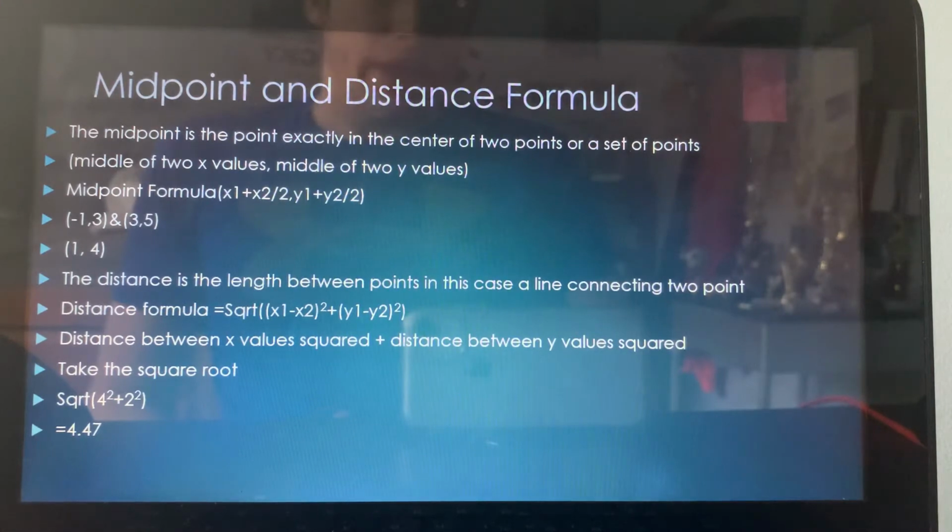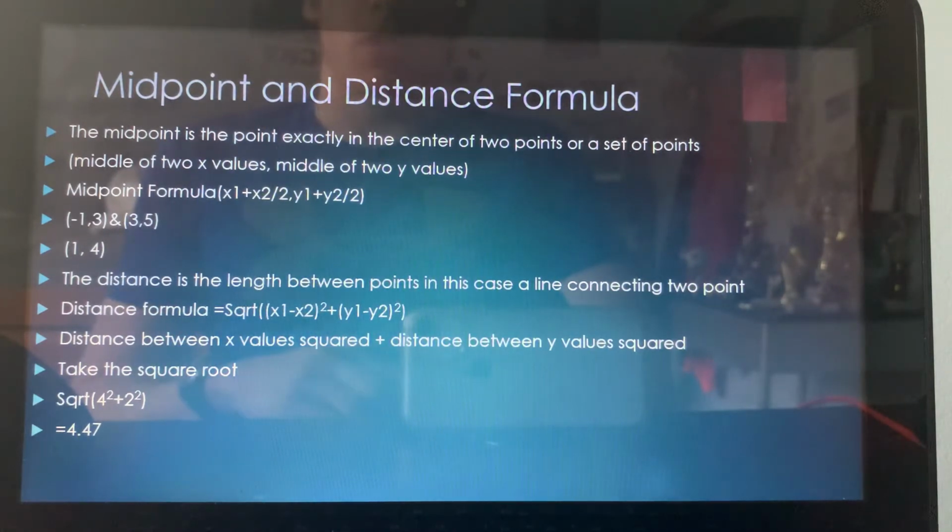The distance is the length between points, or in this case, it'll be the distance of a radius, a diameter, or just a line connecting 2 points. So the distance formula is the change in x values, which is x2 minus x1 squared, plus the change in y values, which is y2 minus y1 squared, and you take the square root of all that.